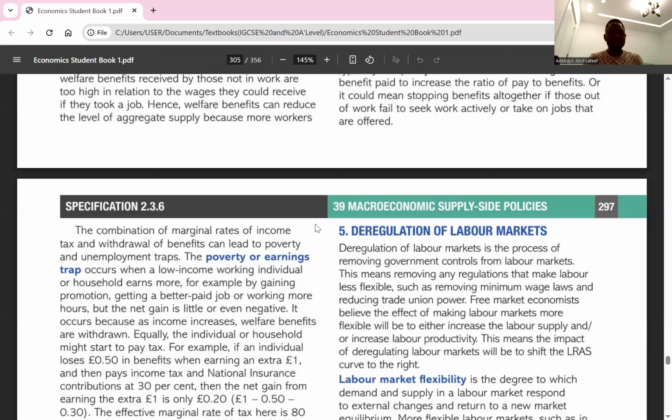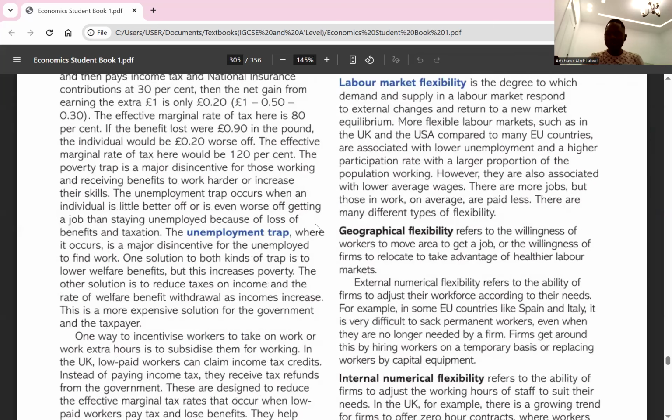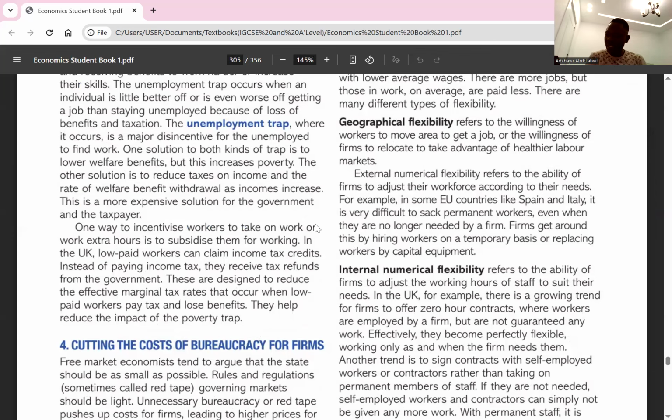So these are reasons why people might not want to work. So what is the solution to this? The solution is one, reduce taxes on income and rate of welfare benefit withdrawal as income increases. This is more expensive. For one, lower welfare benefit, but this will lead to poverty. To encourage people to work, you lower the welfare benefit. But lowering welfare benefit means less income for people, and less income will bring about poverty. It will lead to recession and at the end of it, lead to poverty.